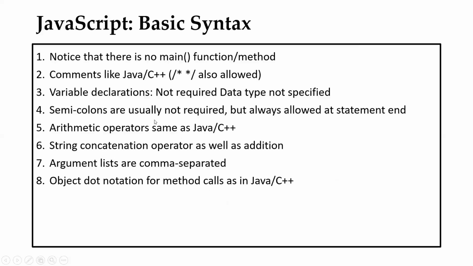Then semicolons are usually not required, but always allowed at the statement end. So at every statement end, putting one is optional only. Arithmetic operators are the same as Java and C++. String concatenation uses this operator. Argument lists are comma separated, similar to Java and C++. Object dot notation for method calls is as in Java and C++.